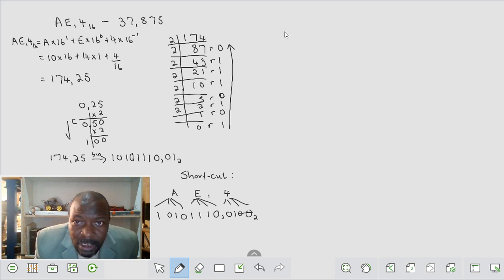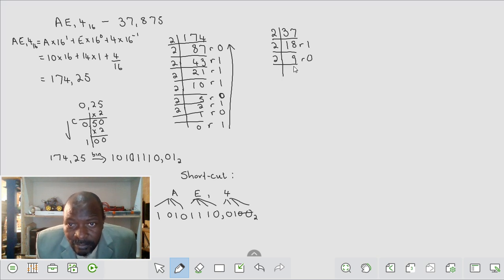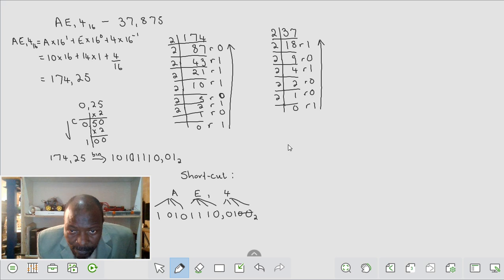Now we do the other one, 37. It is decimal, so we divide by 2. 37 gives 18 remainder 1. That will be 9 remainder 0. That will be 4 remainder 1. That will be 2 remainder 0. That will be 1 remainder 0. That will be 0 remainder 1. And the most significant is at the bottom, so we take it up.